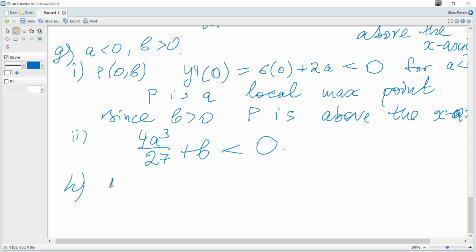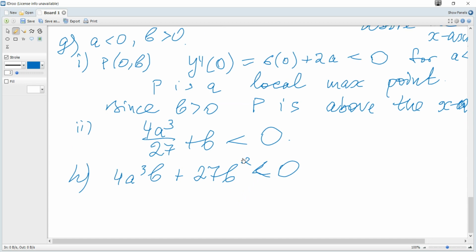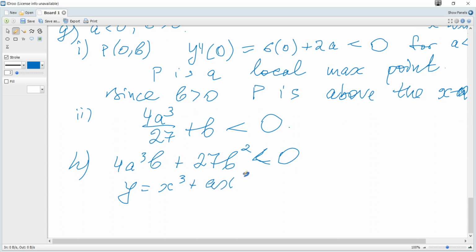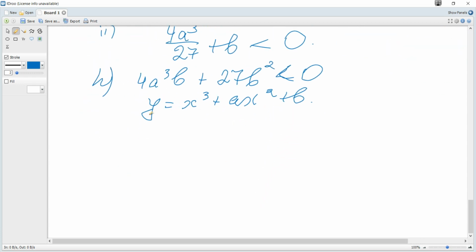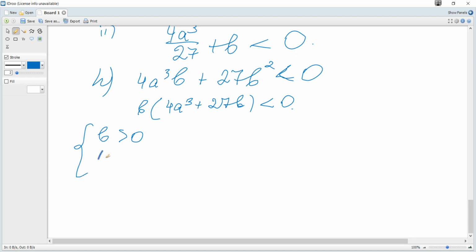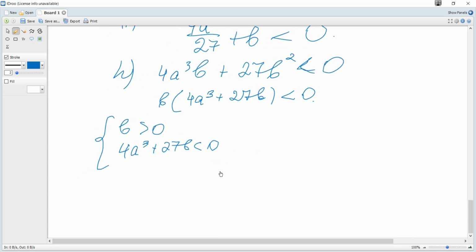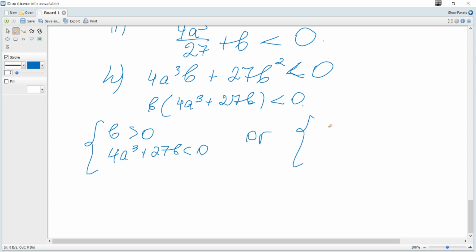And finally H. Prove that if 4a cubed b plus 27b squared is less than 0, then the curve y equals x cubed plus x squared plus b has exactly 3 x-axis intercepts. 5 marks. So let's consider this inequality, and you can see that we can factor out b, and it becomes b times (4a cubed plus 27b) is less than 0, and a product can be negative when b is greater than 0 and 4a cubed plus 27b is less than 0, or b is less than 0 and 4a cubed plus 27b is greater than 0.